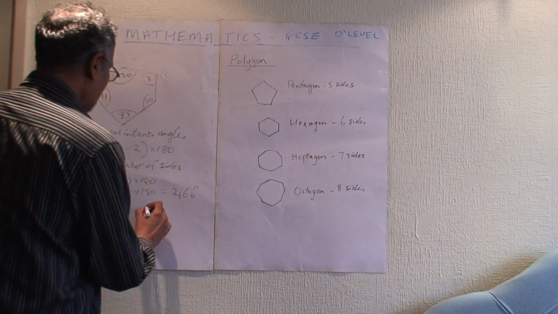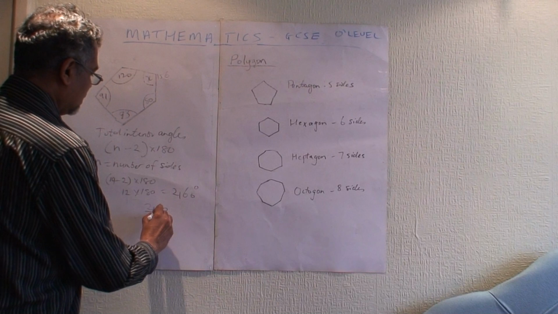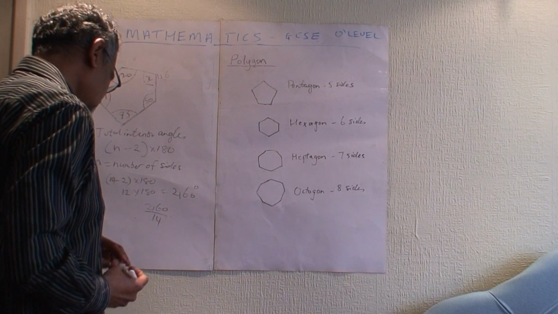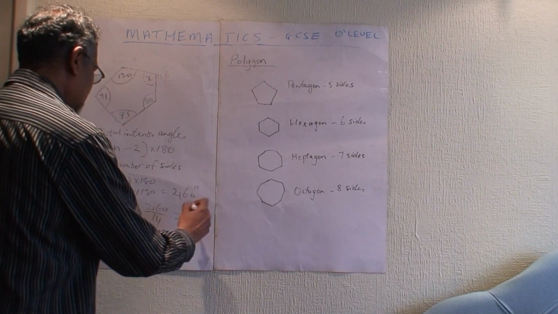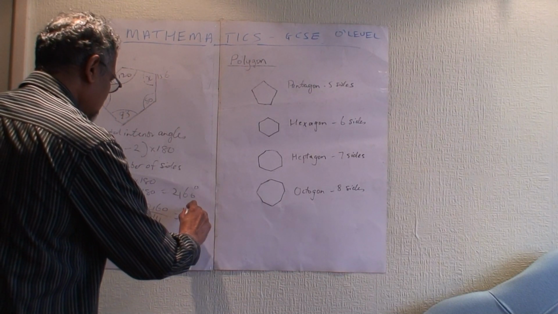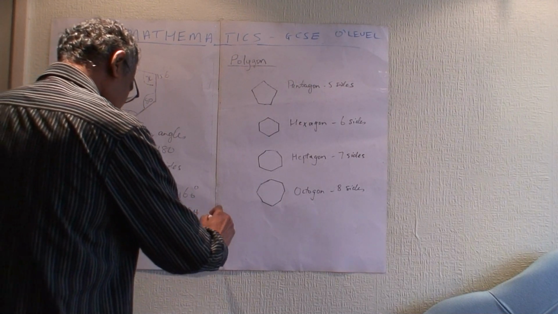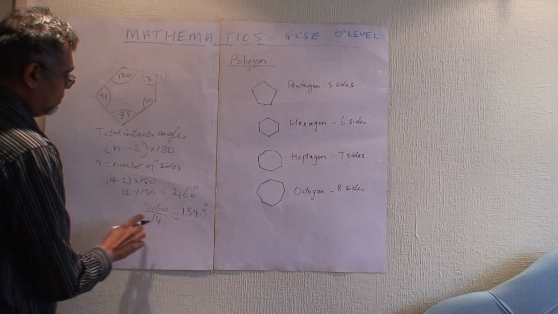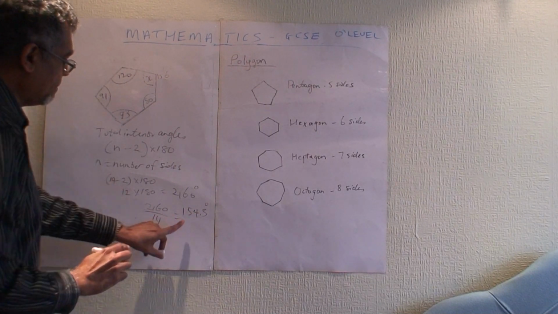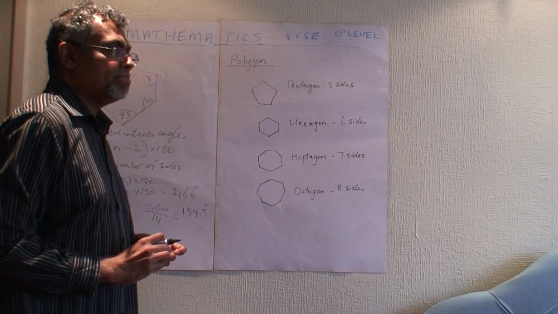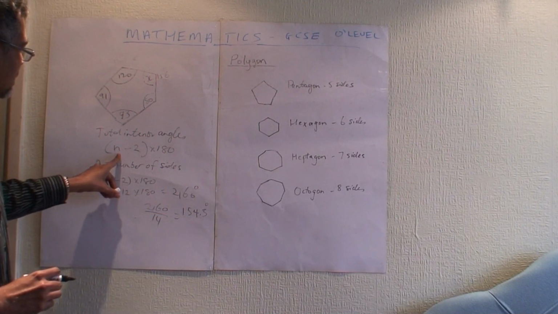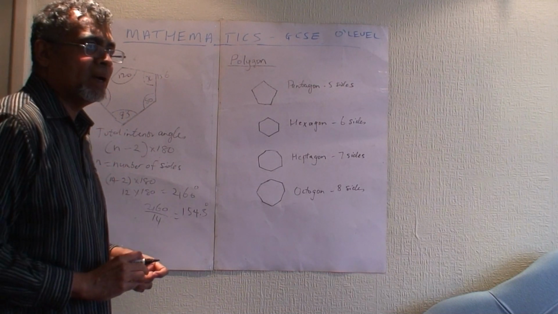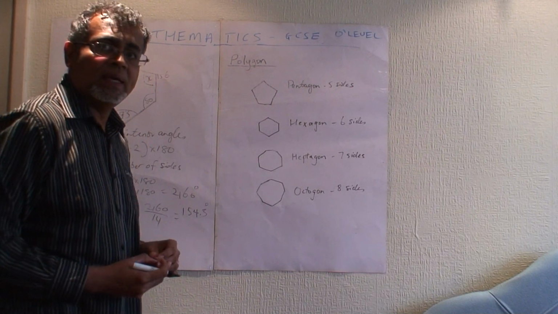And what we do is we divide 2160 by 14. If you use a calculator, that works out to 154.3 degrees. So if you have a 14-sided figure, we use the formula n minus 2 multiplied by 180, which gives you the total sum of the interior angles.